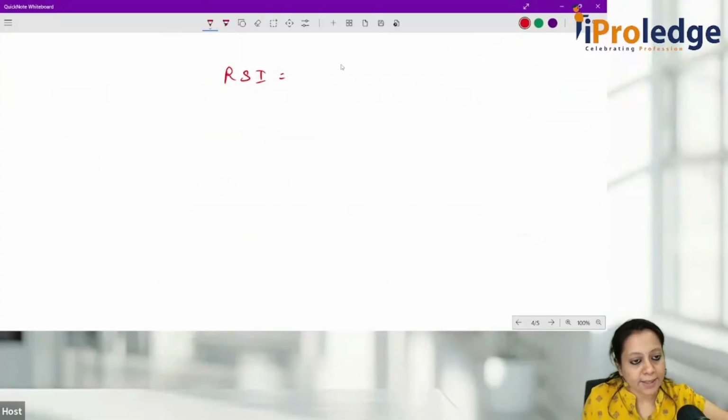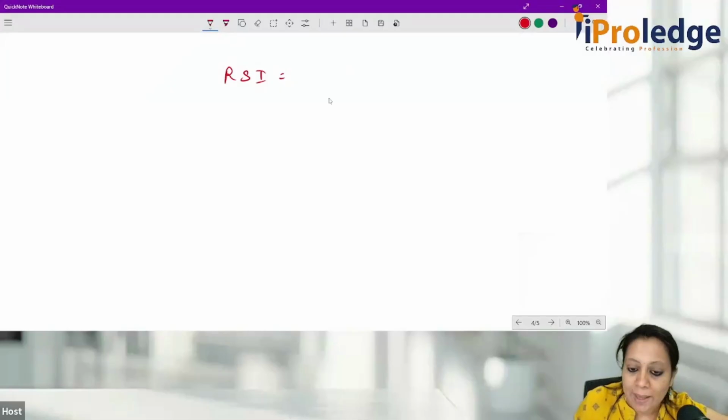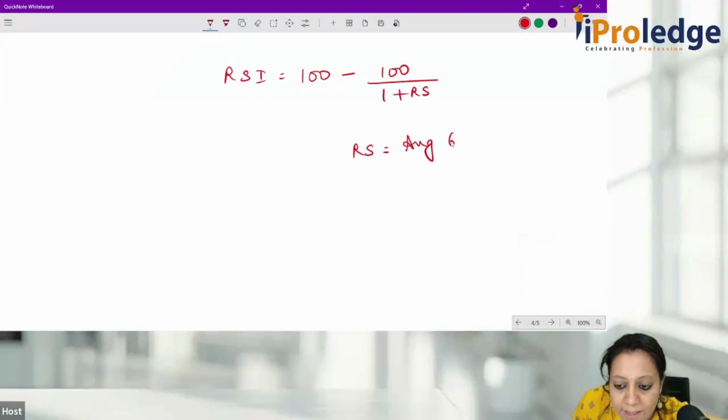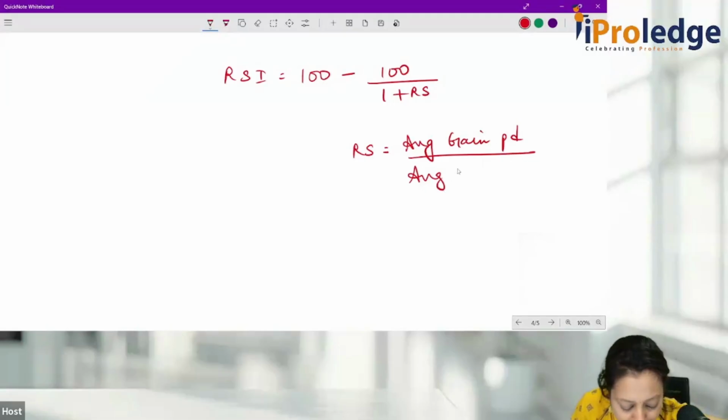There are many indices we use in the theory we have learned in security analysis, multiple tools for understanding how the share is performing. In that, relative strength is one of the things that we will be doing. The formula is RSI = 100 minus 100 divided by 1 plus RS, and RS means relative strength, which is equal to average gain per day divided by average loss per day.